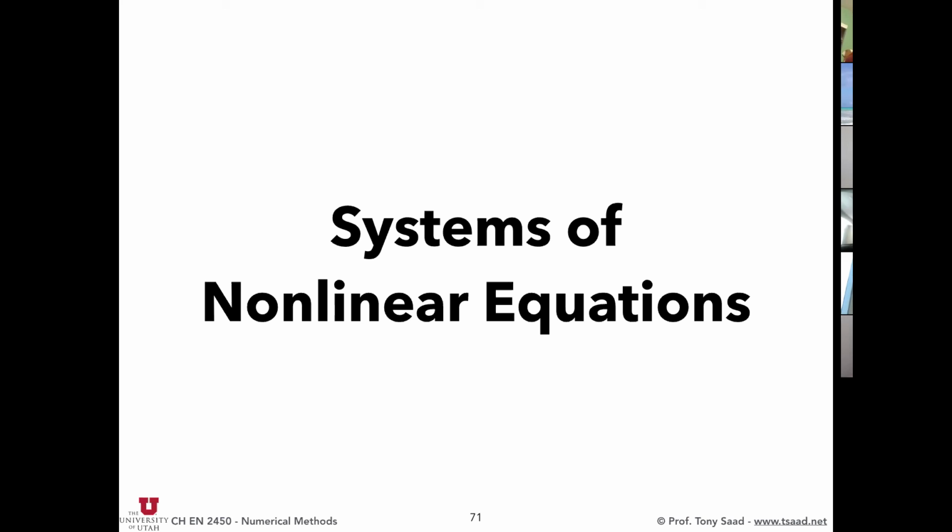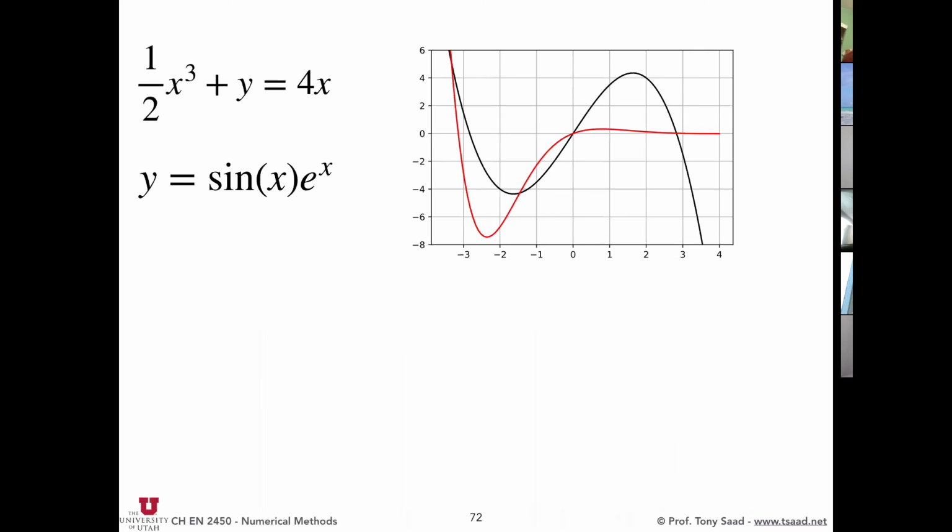So the first set of lectures for nonlinear solvers dealt with a single nonlinear equation that had a single unknown that showed up nonlinearly. Today, we're going to extend our knowledge to systems of nonlinear equations. So these are 2 or more equations that are coupled nonlinearly. So I'll start with an example.